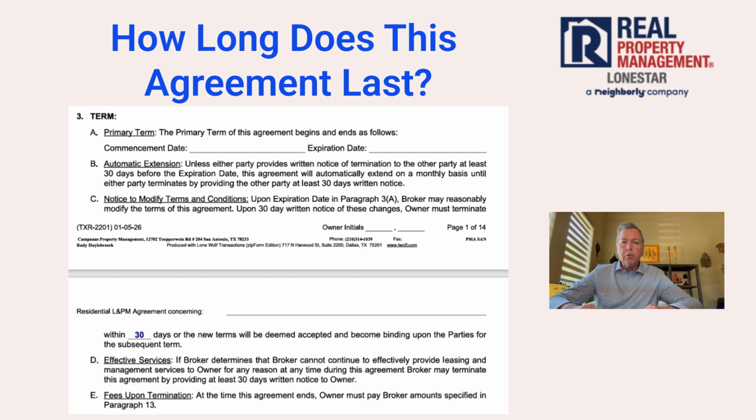Section 3 explains how long the management agreement is in effect. The agreement typically begins with an initial term, most commonly 12 months. The exact start and end dates are listed in this section. If neither party provides written notice before the end of the initial term, the agreement generally continues on a month-to-month basis. After the initial term, either party may end the agreement by providing written notice, as outlined in the agreement.